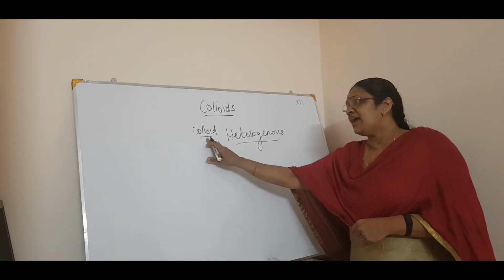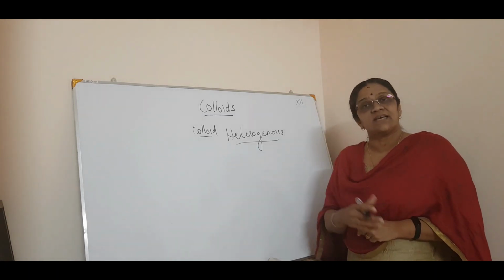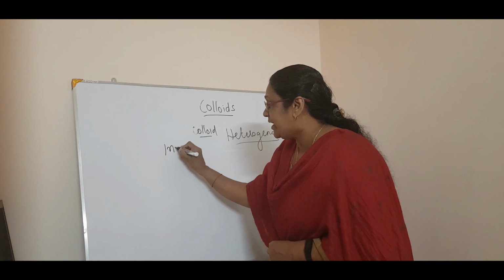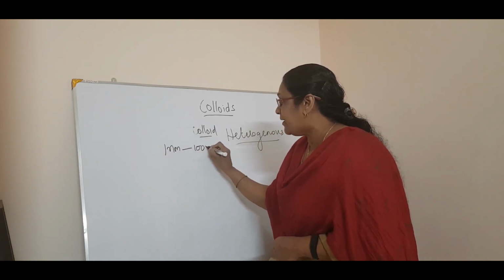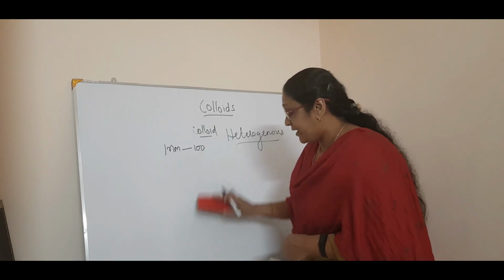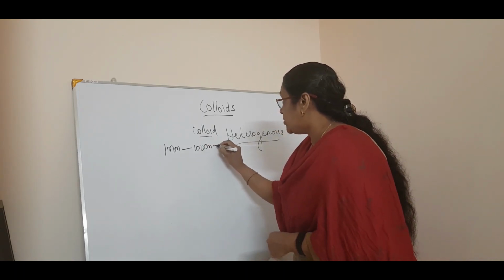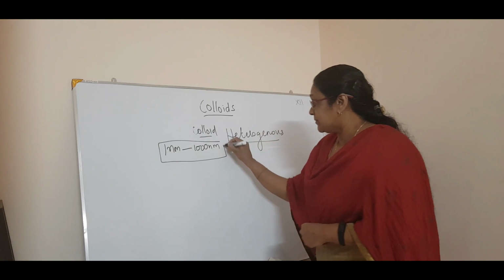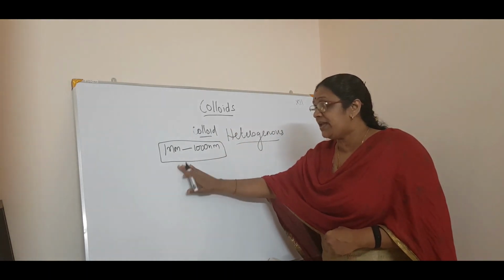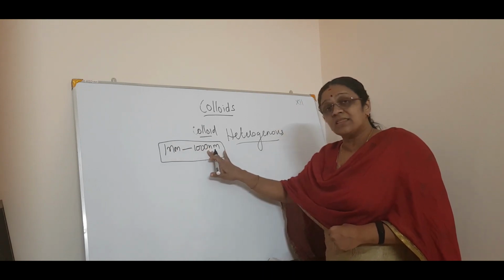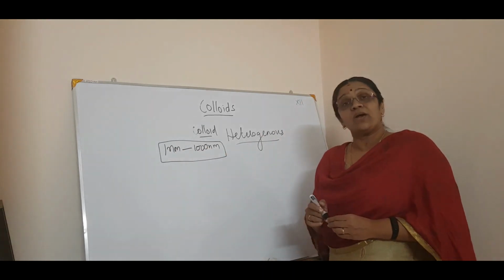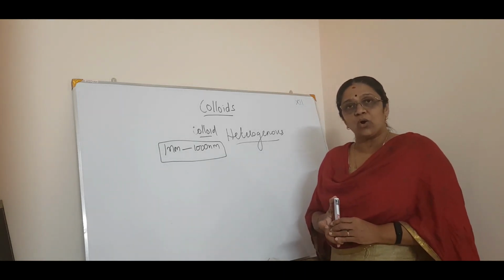Now, why do we say colloid, or what is the particle size of this colloid? It's very, very important. The size ranges between 1 nanometer and 1000 nanometer. Very, very important. Okay. Depending on the size only, you are now going to make this. So, the colloidal size means it ranges between 1 nanometer and 1000 nanometer. Okay. Now, how is a colloid formed?